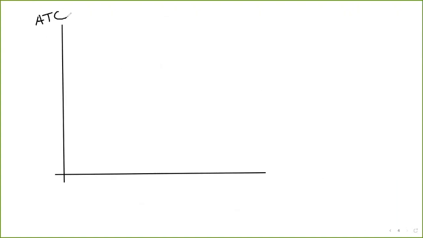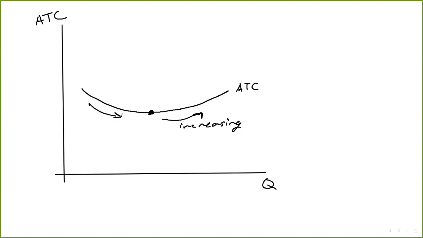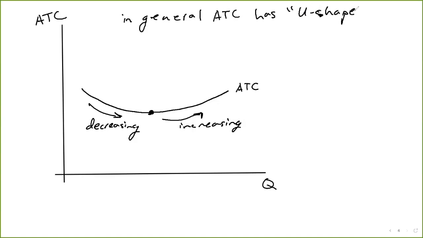So now we want to talk about some of the properties of average total cost. So if we plot average total cost as a function of the quantity, typically we'll get something that looks like this. So it's initially decreasing. At some point, it starts increasing. And so in general, average total cost has a U shape. And so why is that?